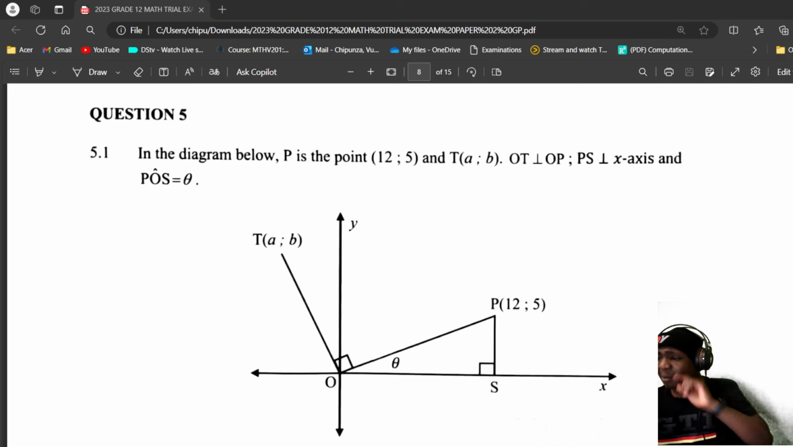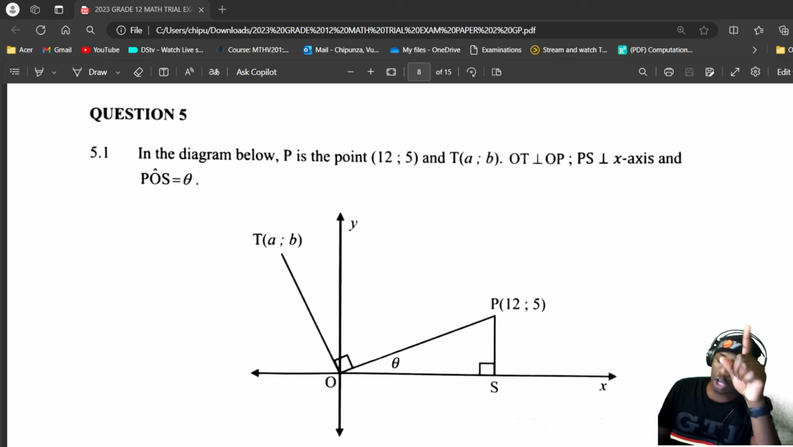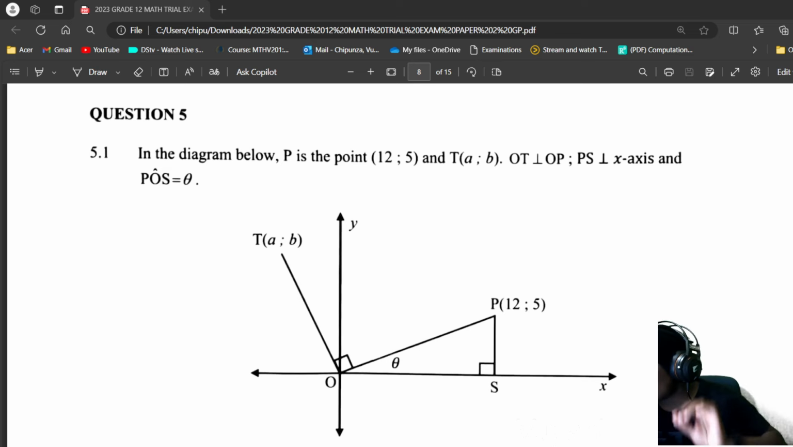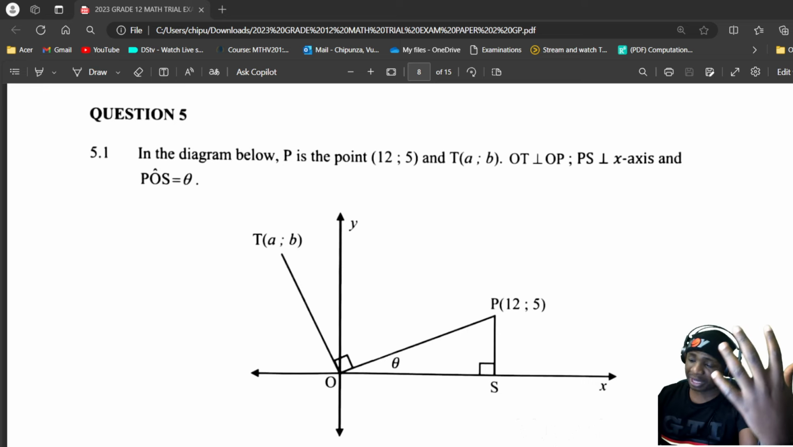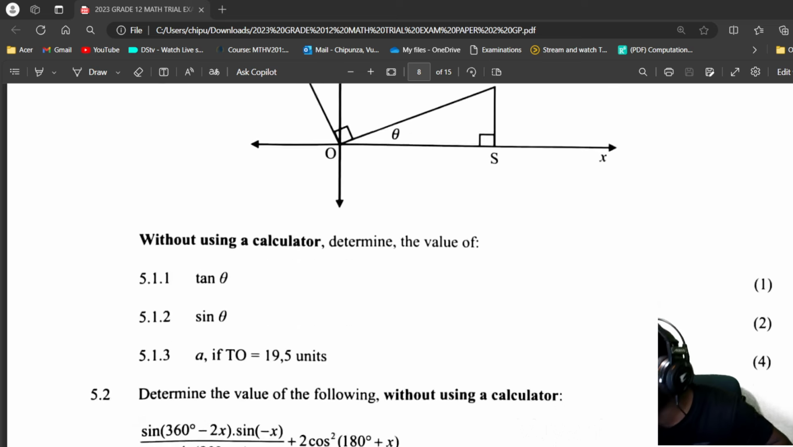So we know something about perpendicular lines, that their gradients, when you multiply them, should give you -1. By knowing that already, you're highlighting the things as you are reading the statement. And now PS is perpendicular to the x-axis. We can see that 90 degrees, making the triangle OPS a right-angled triangle. So by that already, we know that we can apply our Pythagoras theorem, because that's a right-angled triangle. We are also told that angle POS is theta, as you can see over there.